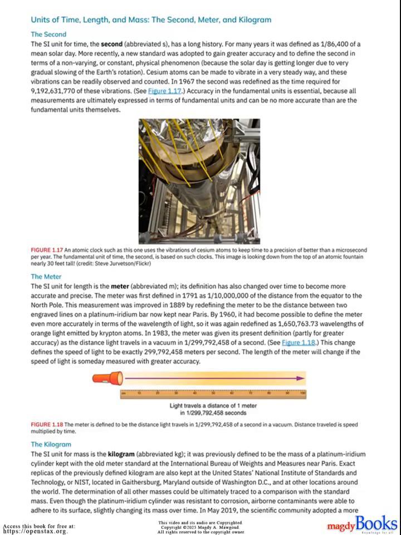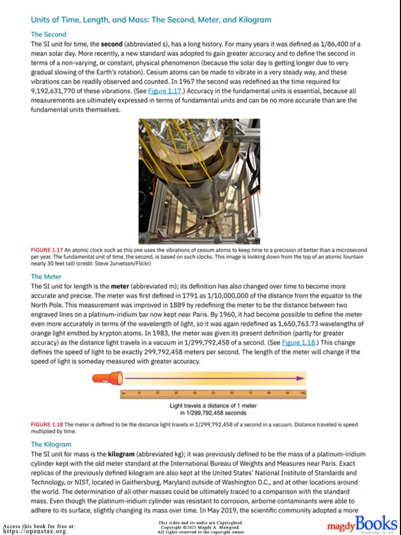This change defines the speed of light to be exactly 299,792,458 meters per second. The length of the meter will change if the speed of light is someday measured with greater accuracy. Light travels a distance of 1 meter in 1/299,792,458 seconds. Figure 1.18. The meter is defined to be the distance light travels in 1/299,792,458 of a second in a vacuum. Distance traveled is speed multiplied by time.